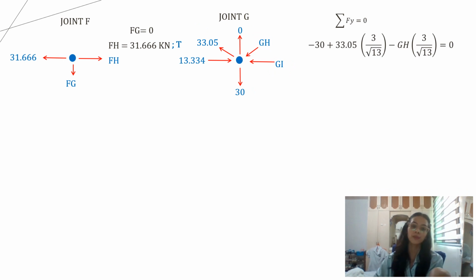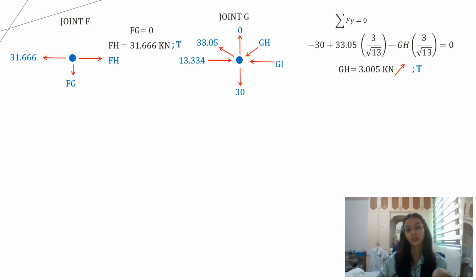So for our summation of Fy, our force is negative 30 since it is pulling downward, plus 33.05, which is our DG, times 3 over square root of 13 minus GH, since GH is also pointing downwards, times 3 over square root of 13. The answer is negative 3.005, so our assumption is wrong. So we must correct our assumption. It is positive 3.005 pointing upwards, or pulling upwards, so it is tension.